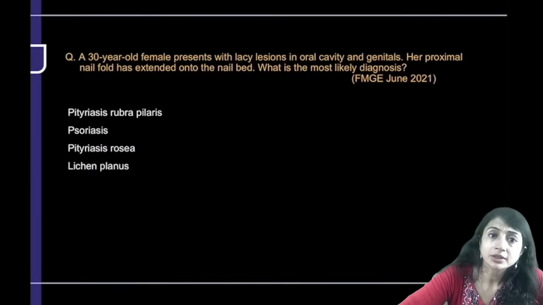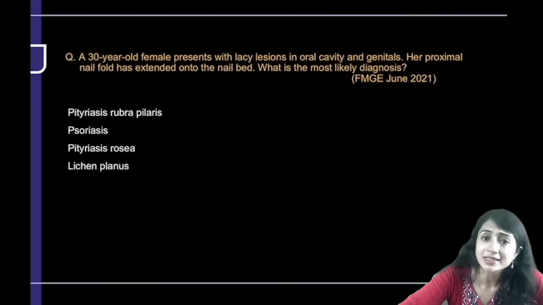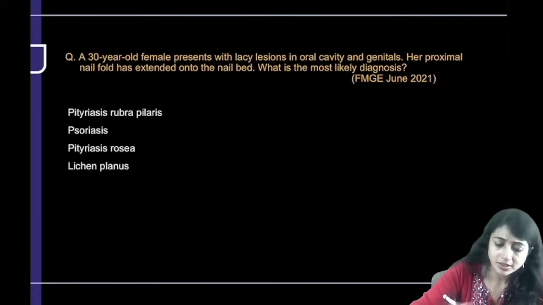Next question. A 30-year-old female presents with lacy lesions in the oral cavity and genitals, and her proximal nail fold has extended into the nail bed. So what is this sign?